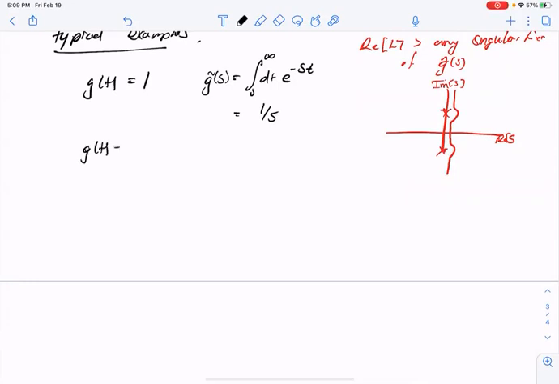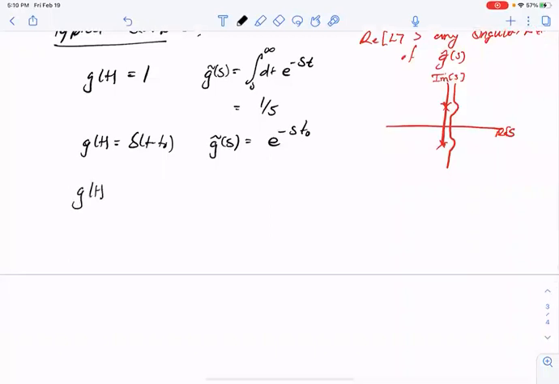If g of t is equal to a delta function, g tilde of s, popped through that exponential integral, will be equal to e to the minus s times where the delta function is equal to 0.